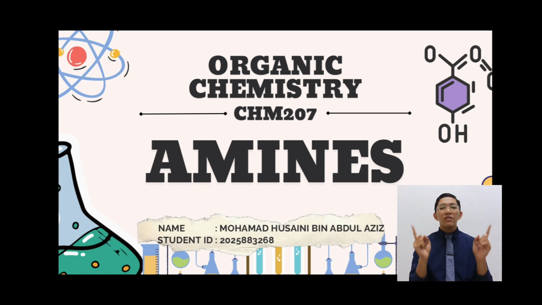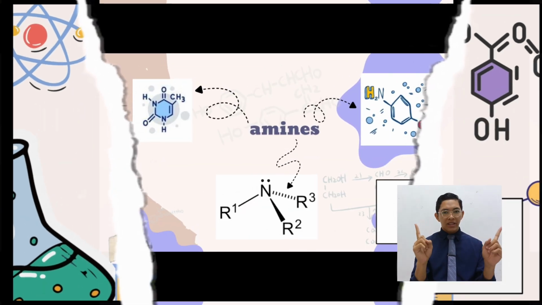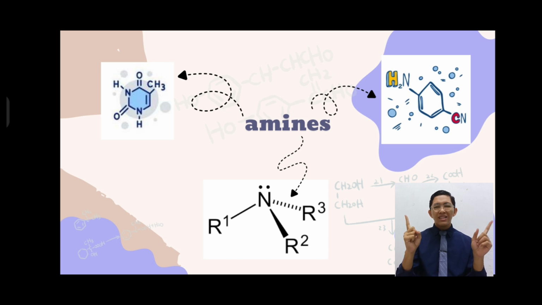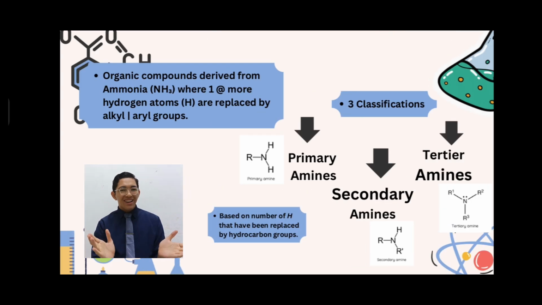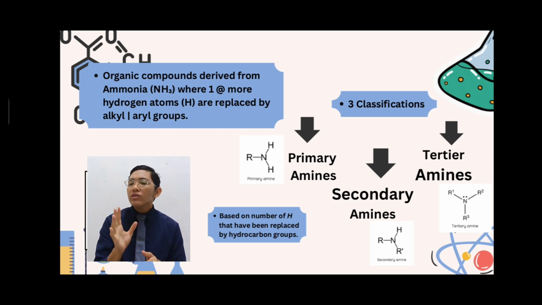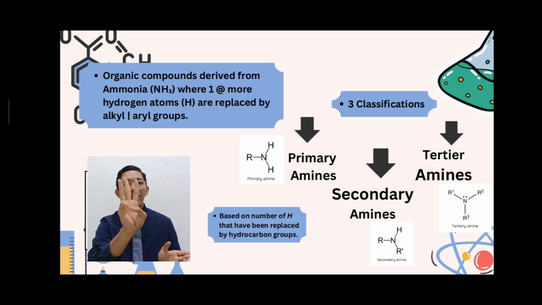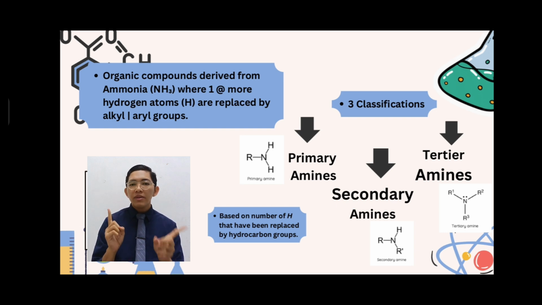All of this happened because of this. Amines. What are amines actually? Amines are organic compounds that are derived from ammonia, where one or more hydrogen atoms are replaced by alkyl or aryl groups. Apart from that, these organic compounds have three classifications, which are primary amines, secondary amines, and tertiary amines.